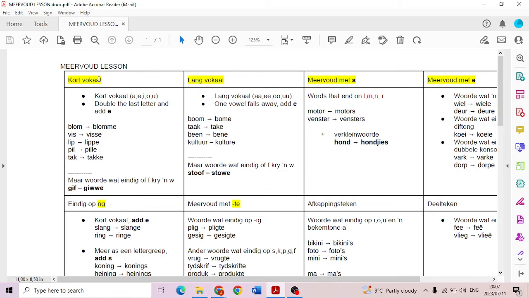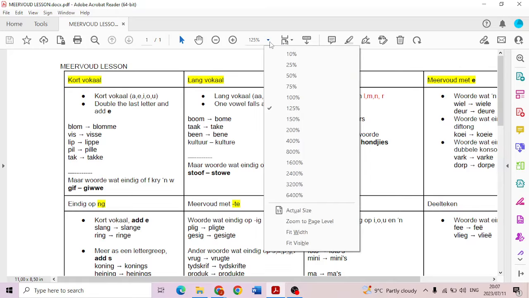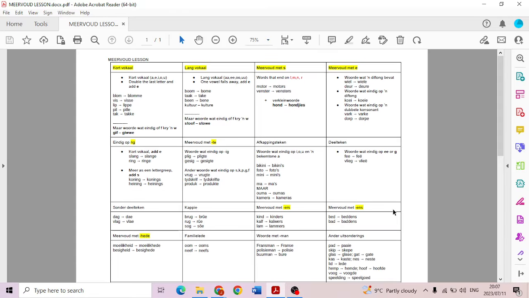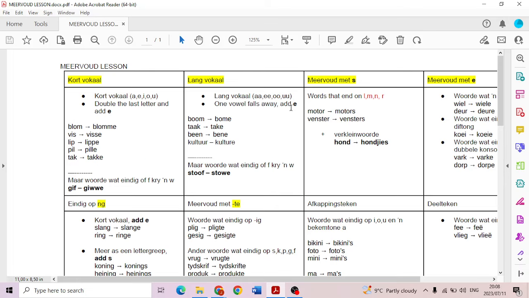Okay, so like I said, rules for plurals are divided into 16 tiny rules. So just to give you a broad overview, we have 1, 2, 3, 4, 5, 6, 7, 8, 9, 10, 11, 12, 13, 14, 15, 16. So you can see that the bottom 8 are not that hectic, but the top 8 is really something that you need to know in order for you to master plurals. Okay, so right now we'll start at the very top, which is kortvokaal, langvokaal, meervoud met S, meervoud met E. So I would really love it if you remember it like that or picture it like that.